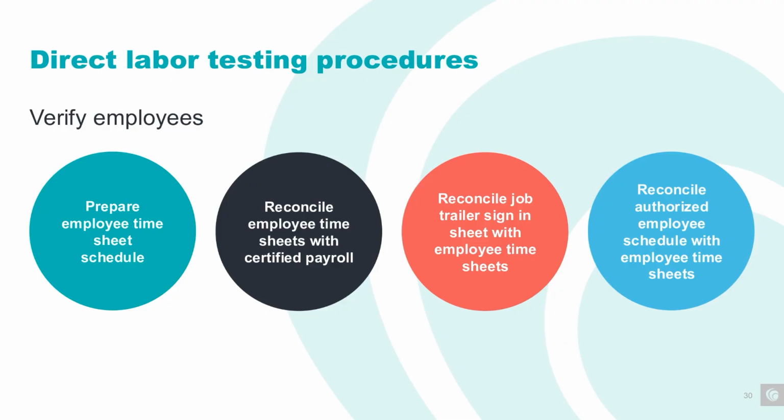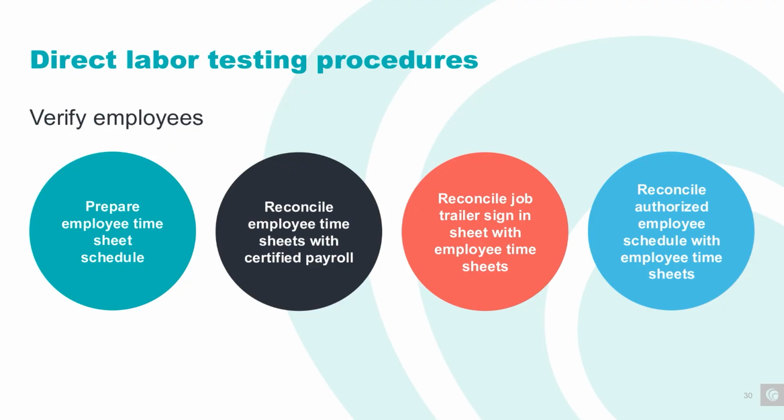Next, you'll want to cross-reference the names on the timesheet schedule with those in the certified payroll records. Certified payroll is an official compliance document, so any legitimate employee should appear on there. This gives that extra layer of verification. You'll then want to reconcile the job trailer sign-in sheets with the timesheets. This step helps confirm that the hours billed were actually worked on site.